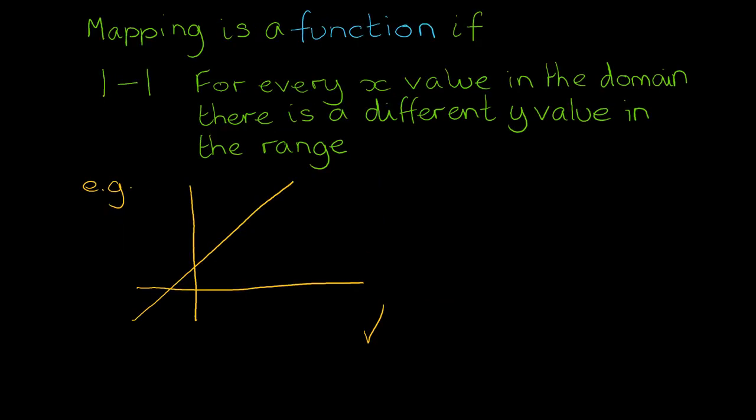Now, a mapping is called a function if it's one-to-one. So that means that for every x value in the domain, there's a different y value in the range. So this graph demonstrates an example of a function.